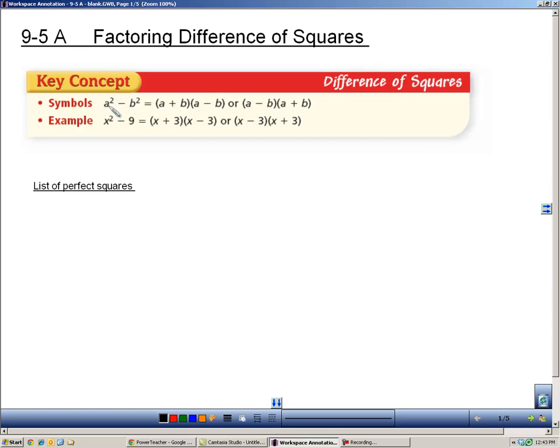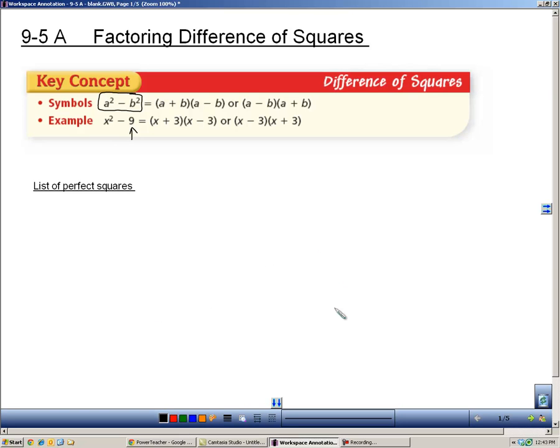It has a perfect square in the front, a perfect square in the back, and a minus sign in the middle. If you ever have a polynomial that fits that criteria, you can use the pattern that you're about to see here. Now, one of the things about a difference of squares is it involves numbers like the number 9, which is a perfect square.